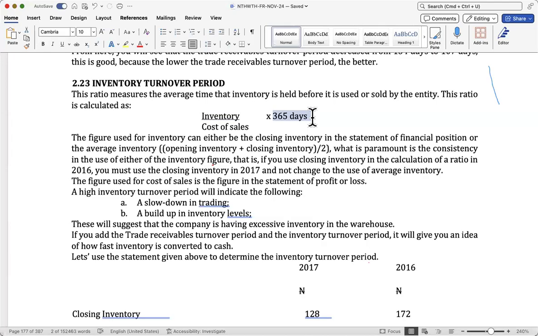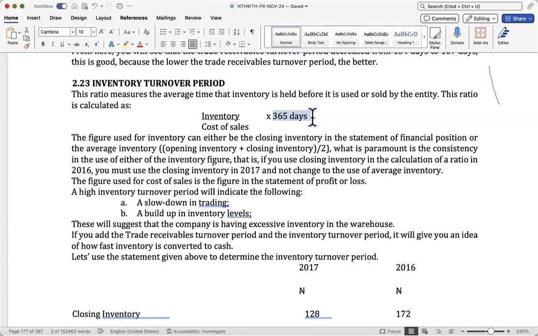Okay, Olakunle. Okay, sir. Still on the trade receivables collection period, could it also be expressed as debtors over credit sales? Of course, yes.